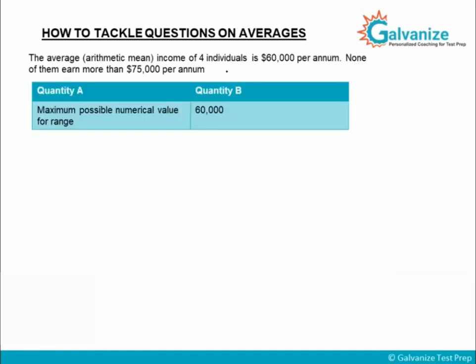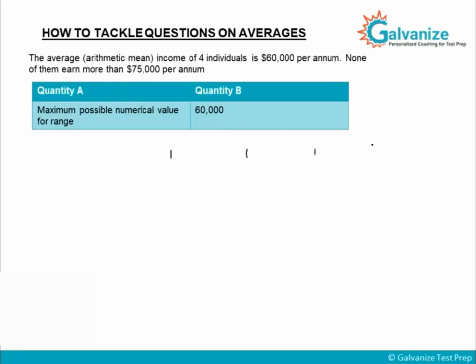How to tackle questions on averages. As I told you, spread out the averages. The average arithmetic mean of 4 individuals is 60,000. None of them earn more than 75,000 per annum. Quantity A is the maximum possible numerical value for range. Range is nothing but the maximum value minus the minimum value, and quantity B is 60,000. So how should you approach this problem?